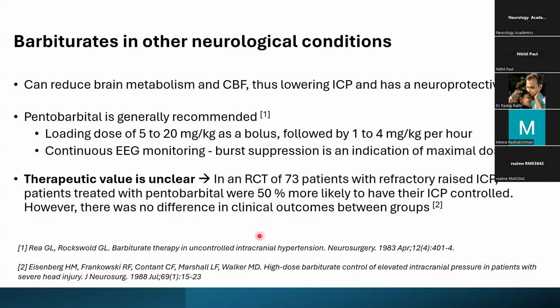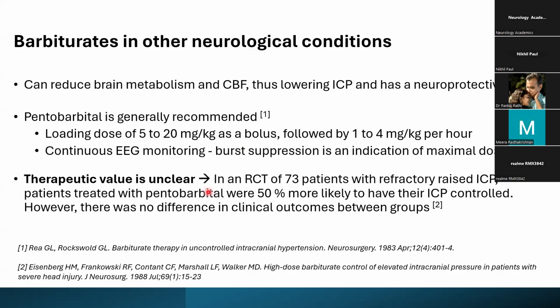The role of barbiturates, as I said earlier. Regarding the role of barbiturates in neurological conditions, it can reduce the metabolic demand and reduce the ICP. Pentobarbital is usually recommended when we are trying to use it. So it can have a definite role also.